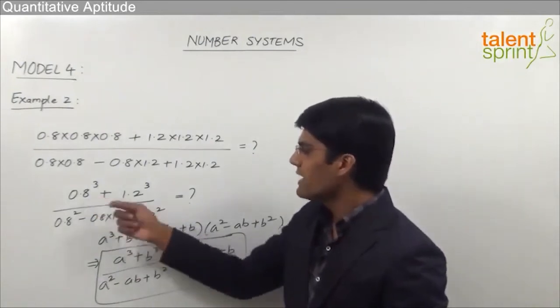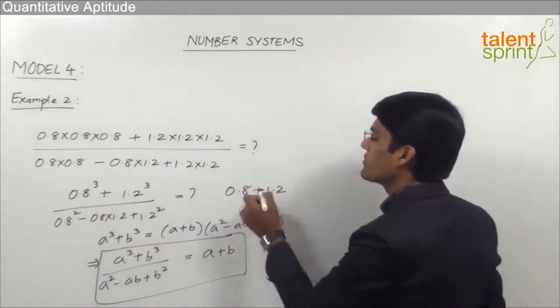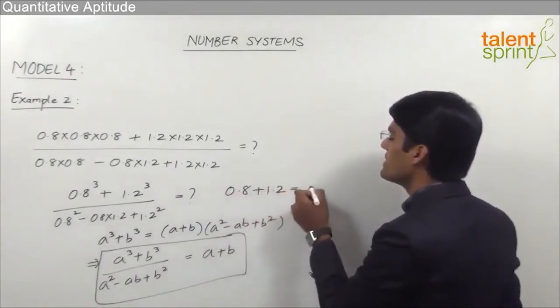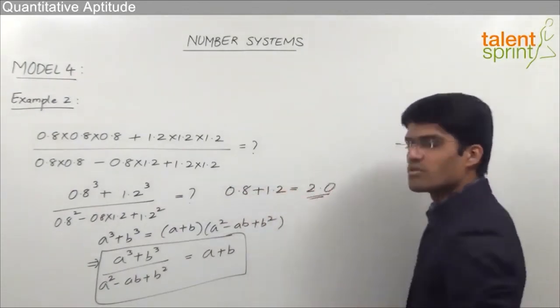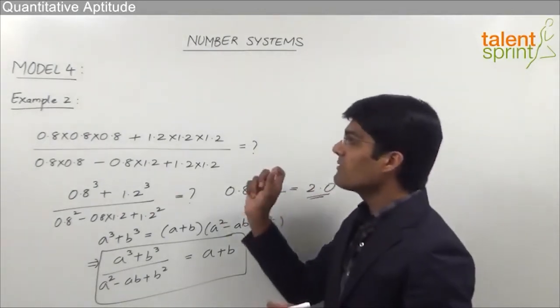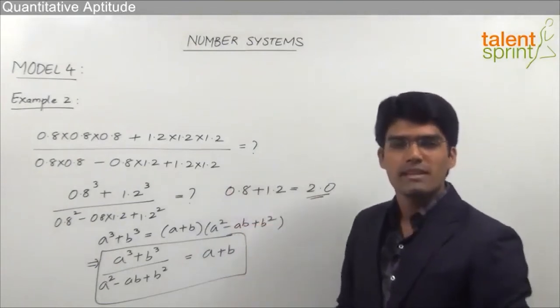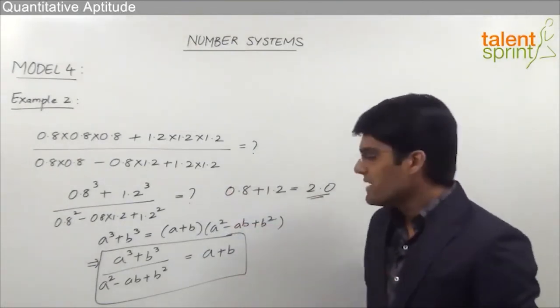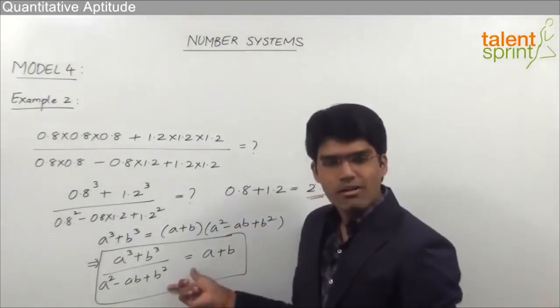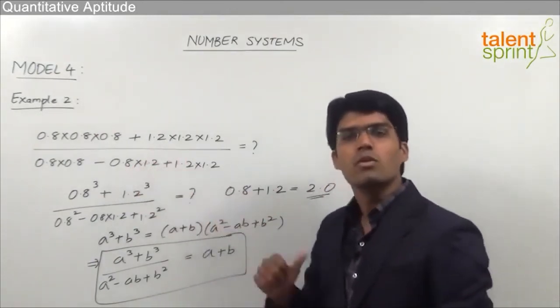So in the given question, a is equal to 0.8 and b is equal to 1.2. So 0.8 plus 1.2 is equal to 2.0. So the answer for this question is 2. So this is how you can solve such questions by applying the proper formula among the various formulae that we have discussed. Remember friends, if you don't get this idea of solving the question, then it is better that you leave this question and go to the next one.